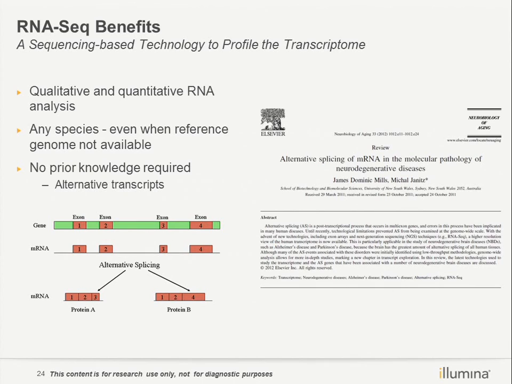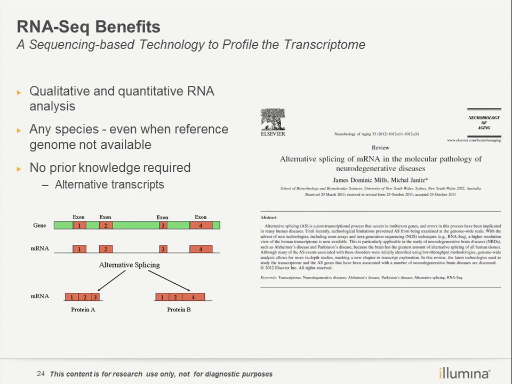For example, for the alternative transcripts, we know RNA processing will remove some of the introns, and then the exons will be translated to different proteins. For some of the alternative splicing, for example, this one is already known.